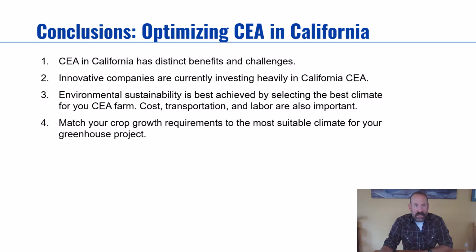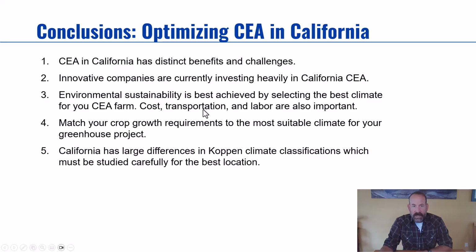The fourth point is, again, we want people to match their crop growth requirements that we've talked about in lecture one and two to the most suitable climate for your greenhouse project. So choose your crop. Let's say it's raspberries, find out what raspberry needs and select a climate and a location to build that greenhouse and make sure you can hit your targets. California has very diverse climate and quite a few different Köppen climate classifications. Go ahead and study those carefully. I have a link in the additional learning section where you can learn about those different climate types quickly and choose what's best for you.